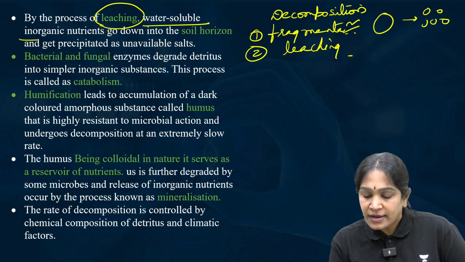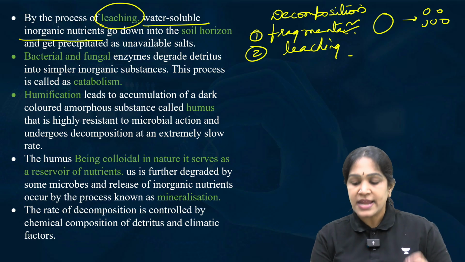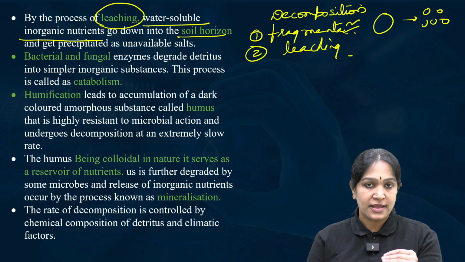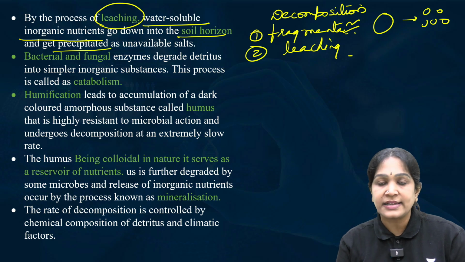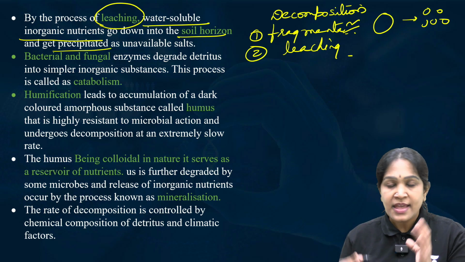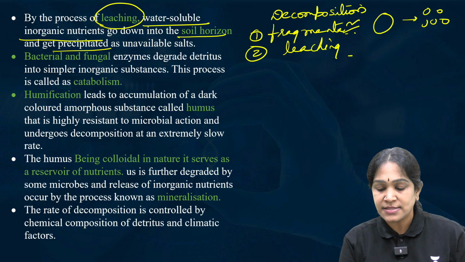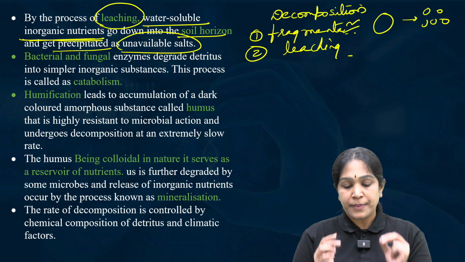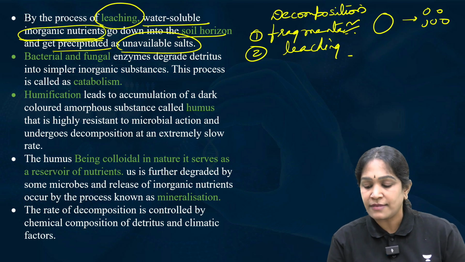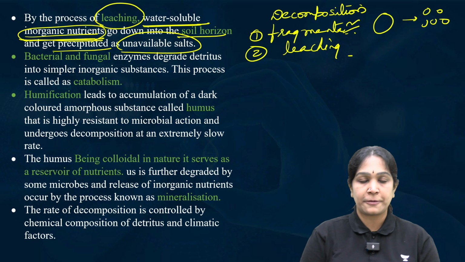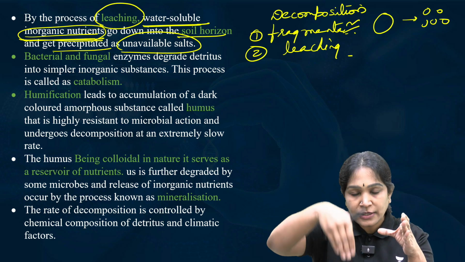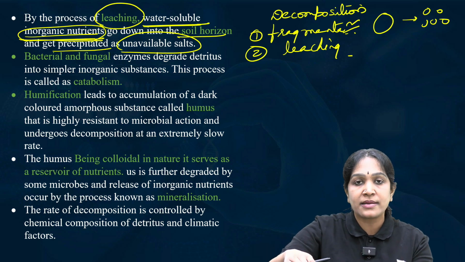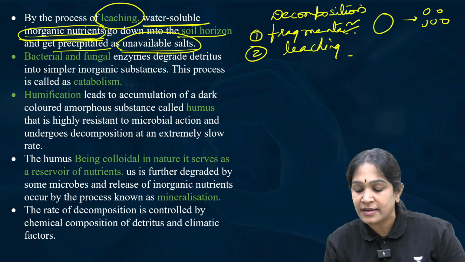Water soluble inorganic nutrients will go down into the soil horizon. I mean, they will go into the deeper layers of the soil and will get precipitated at the bottom layers. And this inorganic material is unavailable. Why is it unavailable? Because the water soluble inorganic material, through water, will drip into the deeper layers of the soil. Because it will settle at the deeper layers of the soil, it is not available.